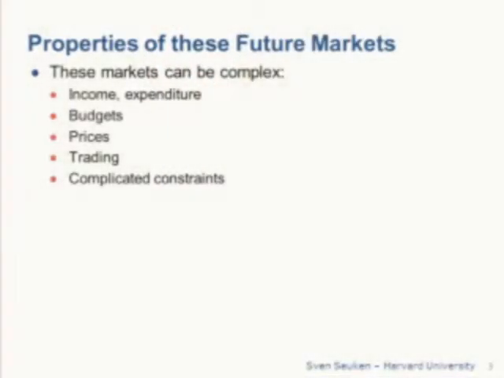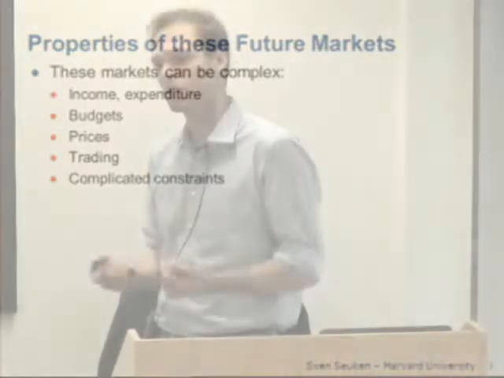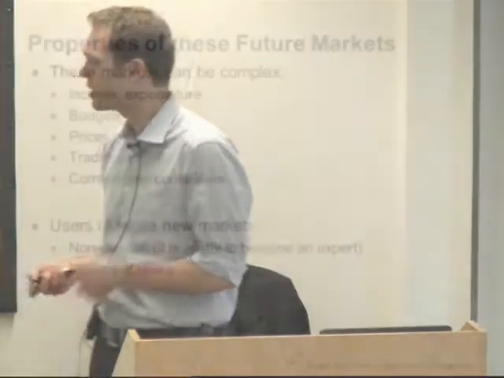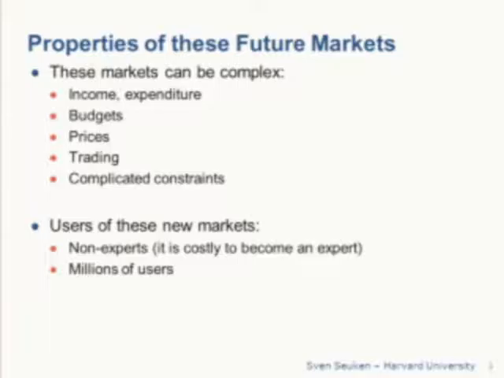So these markets can sometimes be pretty complex. Depending on the particular domain, users might have income or expenditures. They might have a budget that they spend over time. Prices might change. You might trade with other participants of the market. And there might be complicated constraints on these trades. At the same time, the systems that I'm thinking about will mainly consist of non-expert users, or it might be too costly to become an expert in that particular domain.